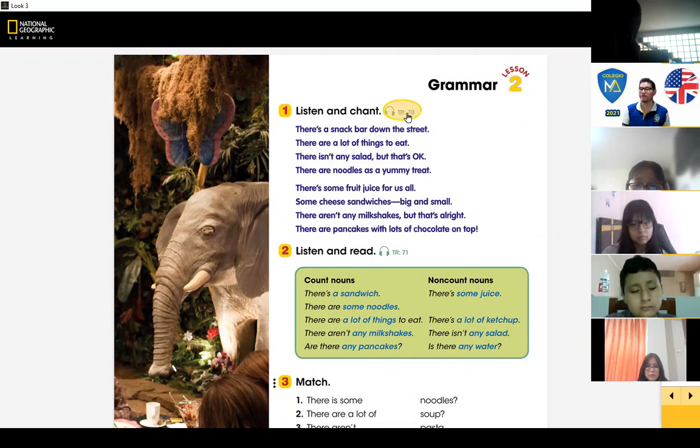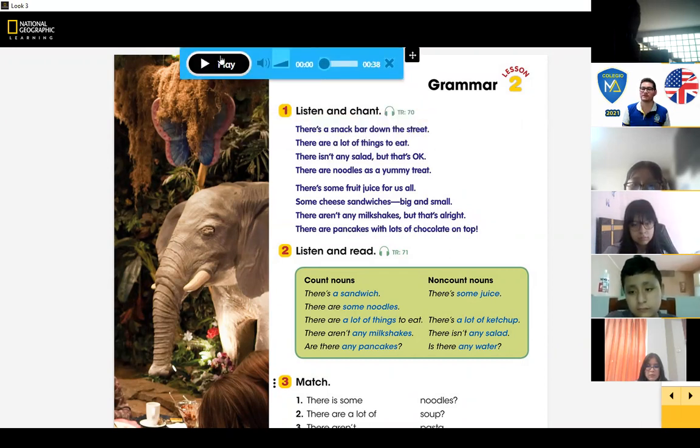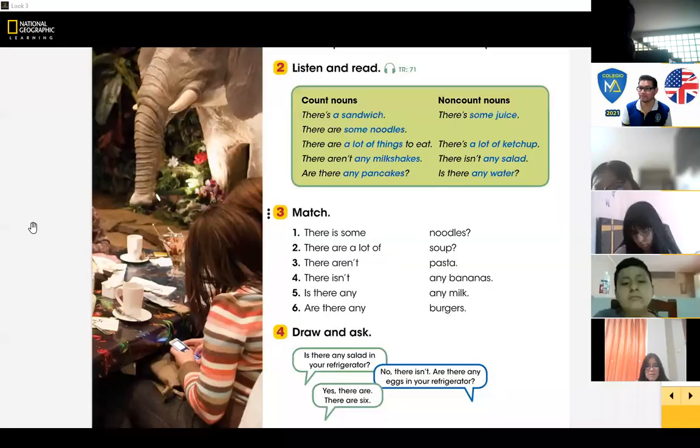Yep. So pay attention. This is a song you're going to listen and follow the lyrics. This is the activity two, listen and read. Yeah. We have here some count nouns and non-count nouns.